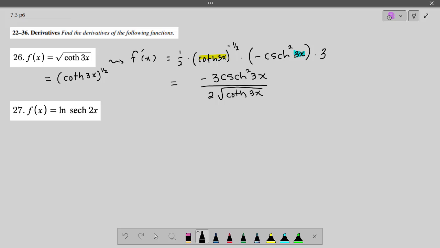Okay, you all try this one. Find the derivative of natural log of sec of 2x. If you want to put parentheses in there to help identify the outer function and the inner function and the innermost function, you can.